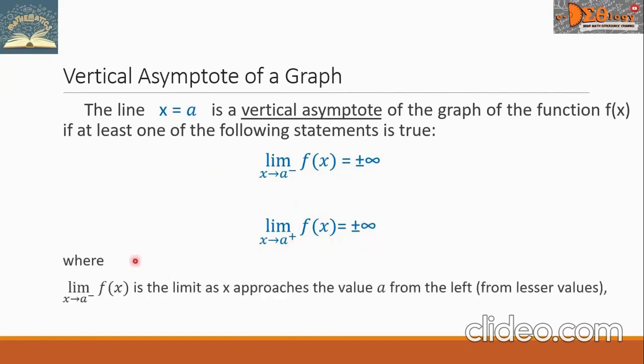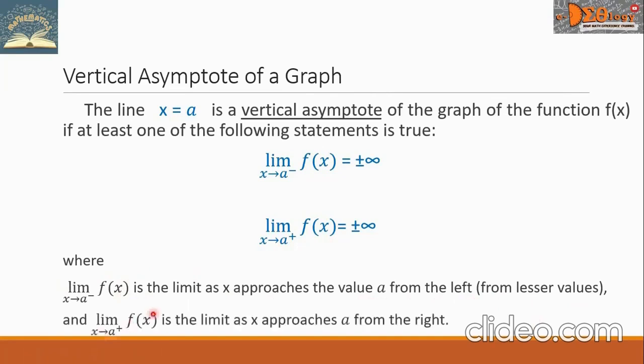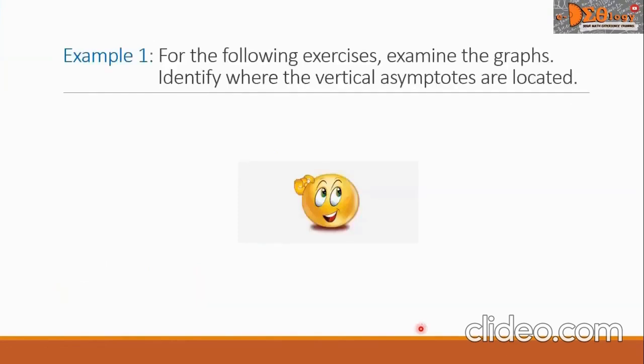To emphasize, this notation is the limit as x approaches the value a from the left, or we say from lesser values. And this notation is the limit as x approaches a from the right. Let us see this example 1. For the following exercise, examine the graphs. We're going to see 3 graphs here. We will identify where the vertical asymptotes are located.